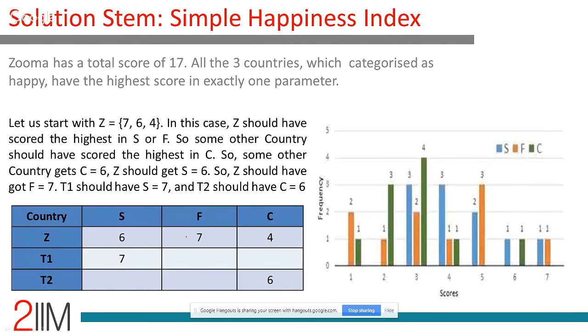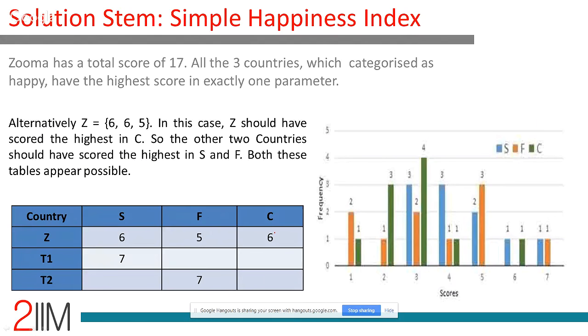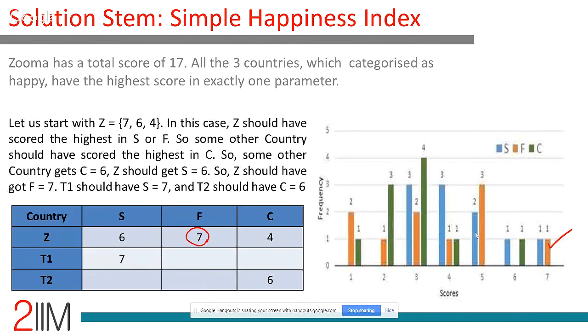If 7 is in F, that means F orange is taken for Zuma. That means this green cannot be the 6 that Zuma has. That means S should be 6 and C should be 4. Or if this were 6, 5, 6, the two 6s are taken and the 5 remaining should be the orange one, F. Now think about this.